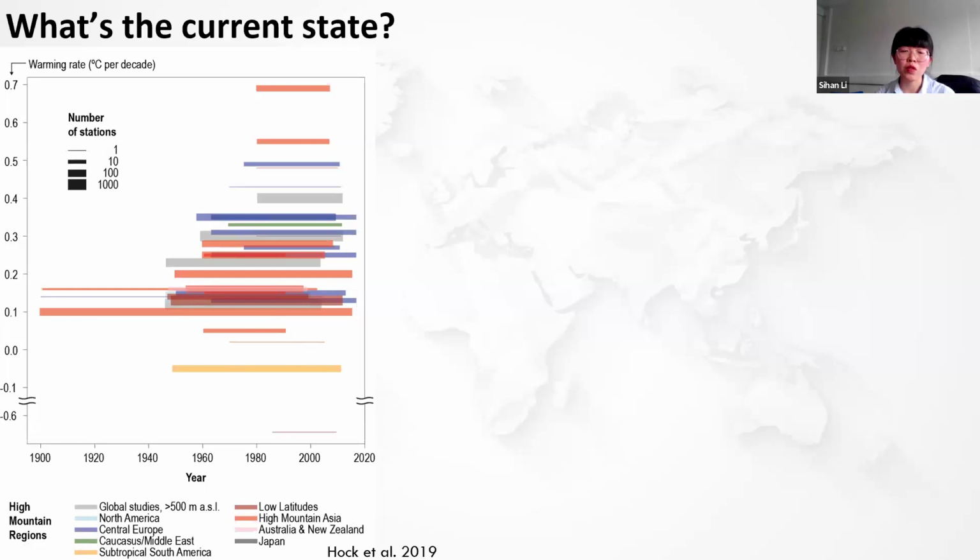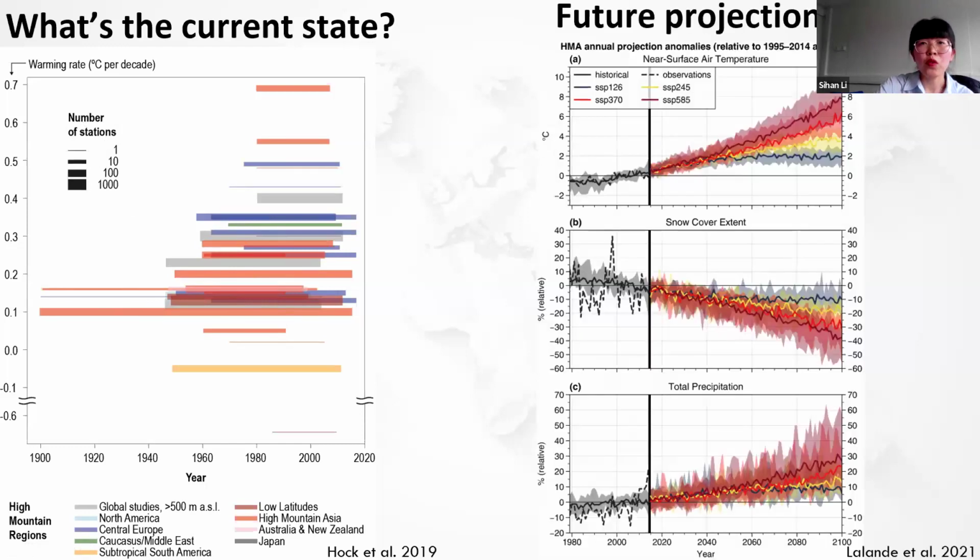The other thing that I want to point your attention to with this figure is that the number of available stations that went into some of these studies is very limited. As you can see, very rarely do we see on the order of 100 stations going into a study, and sometimes it's on the order of 10, even a single station, that goes into these results that we're seeing. Now, if we look at future projections, this is a study that came out shortly after the special report. It is focused on the high mountain Asia region, which includes the Tibetan Plateau.